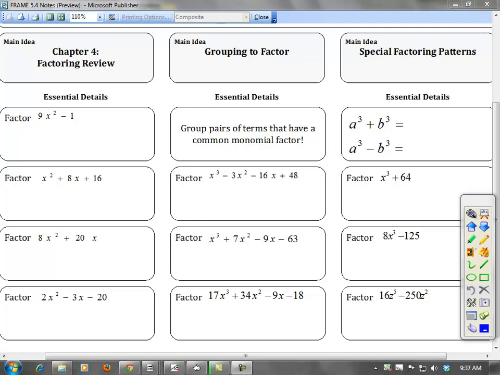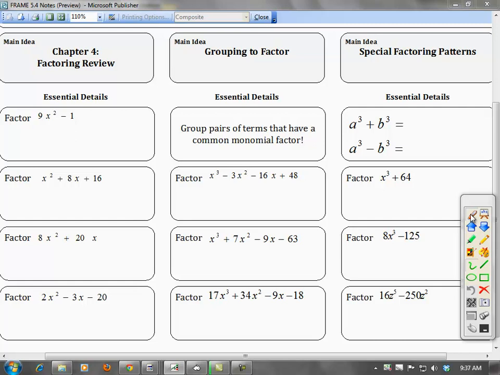Alright, these are the notes for section 5.4, and we're going to be looking at multiple types of factoring. We did factoring in chapter 4, which we're going to review first, but then we need to talk about how to factor when we get some bigger polynomials like x cubed, x to the 4th, things like that. And so we're going to start by going back to chapter 4 and making sure we remember those.